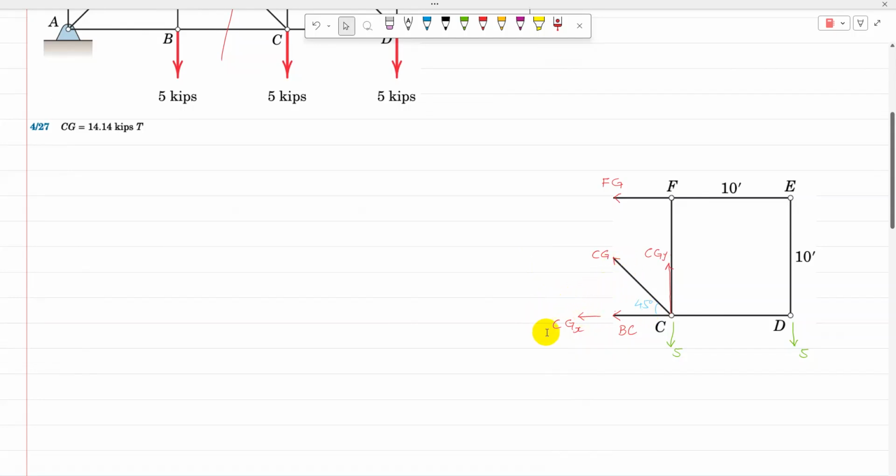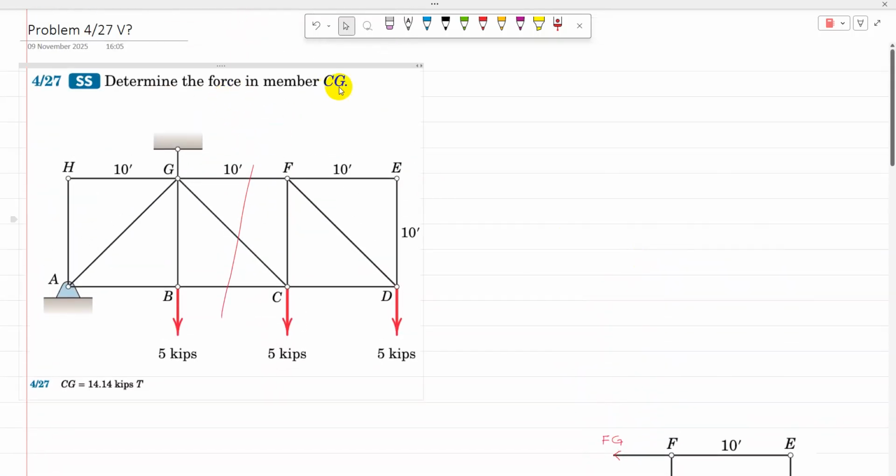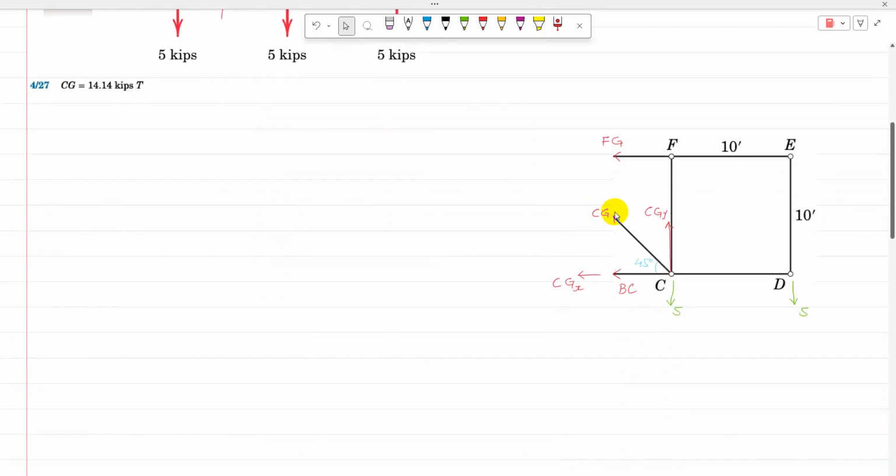CG can be resolved into two components: one going towards the left, towards the negative x-axis, that is CGx, and the other component is CGy, which is acting vertically upward. In this problem only CG is required, so the only member force required is CG. Which rule will we apply: sigma Fx, sigma Fy, or sigma moment about a point? Here CG is the only unknown in the vertical direction, so it's best that we use sigma Fy equal to 0.